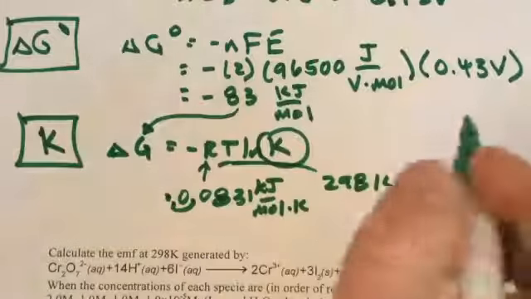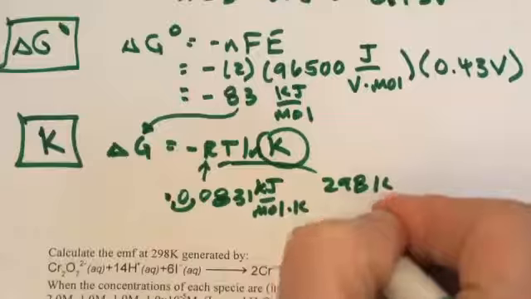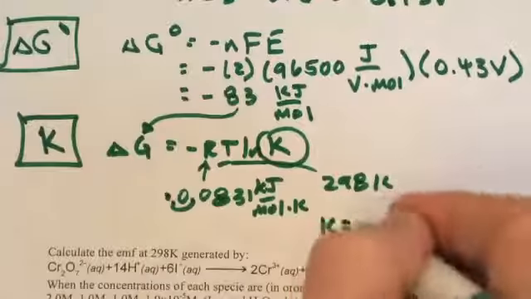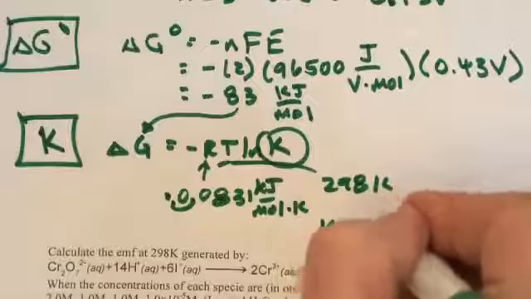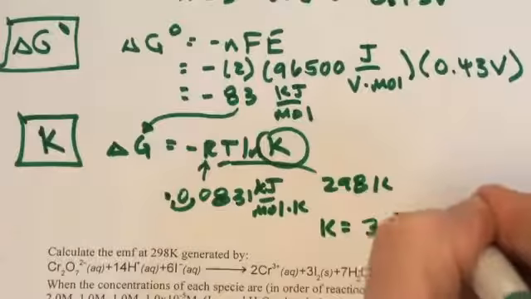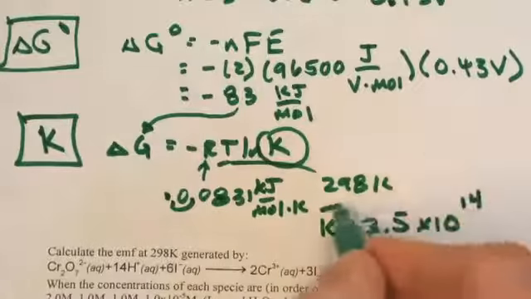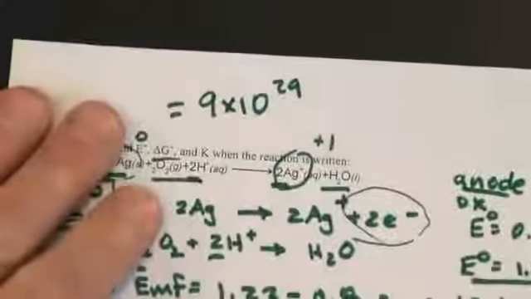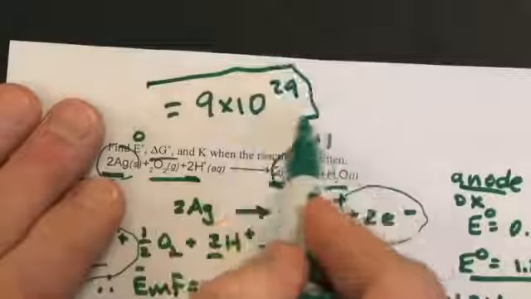And since we did that last problem, I'm not going to do it again. But it turns out that in this case, K, after you move these things to the other side and undo the natural log, is 3.5 times 10 to the 14th. Now, the reason I wrote the K down here and up here is because you'll notice there's a difference between the two.